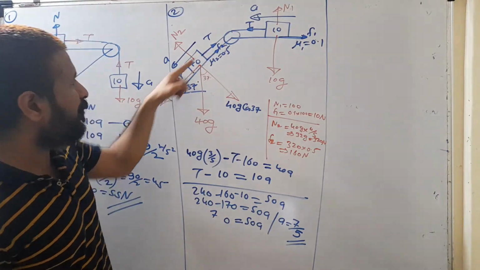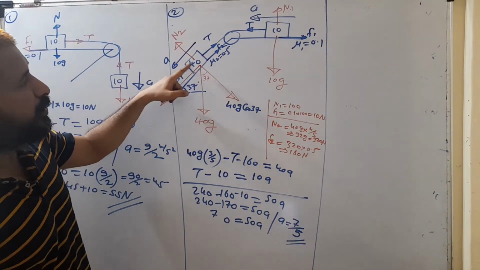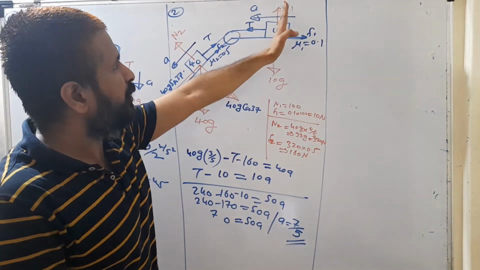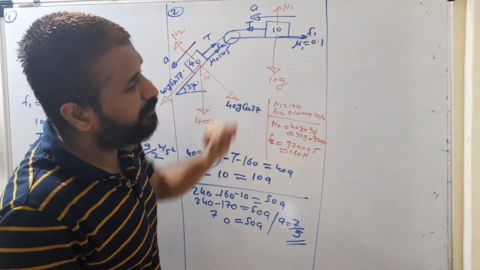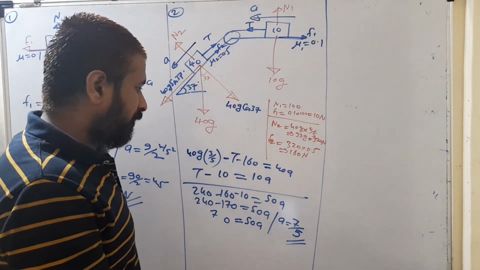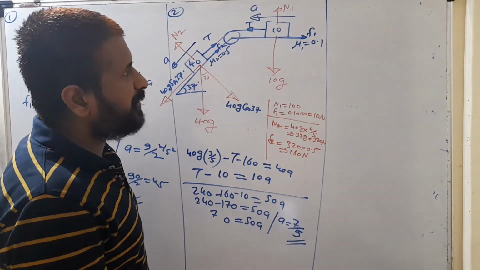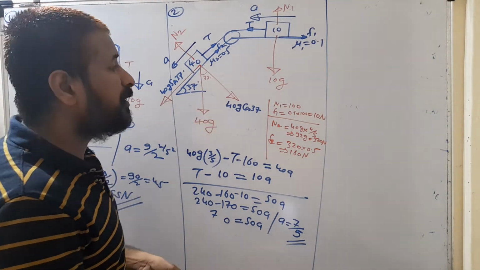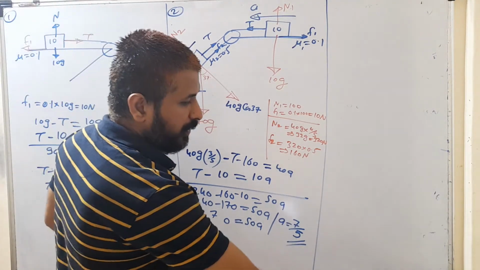So against this force, the frictional force F2 will be acting. On this block, F2 is acting in the upward direction, because this block has a tendency to move forward, so friction is acting in the backward direction. So on a horizontal surface, N is equal to mg. But on an inclined surface, N is what? mg cos theta. Clear?